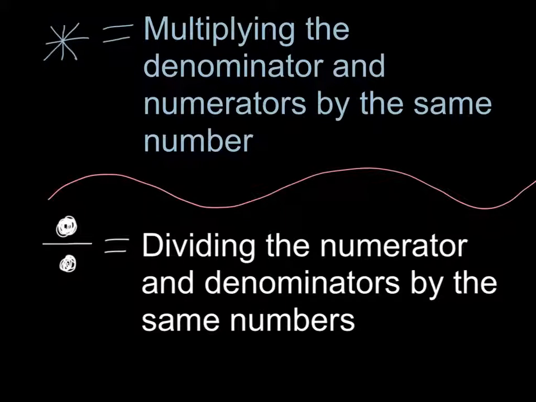There are two rules that you can use to find the equivalent fraction for a fraction. One is multiplication. When multiplying, you multiply the denominator and the numerator by the same number. The other rule is dividing, so you divide the numerator and the denominator by the same number.